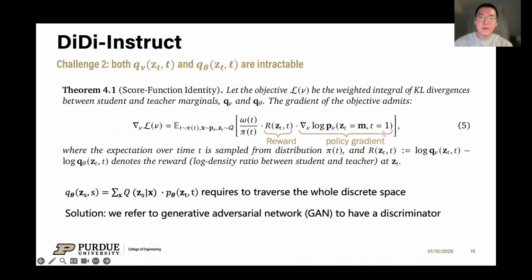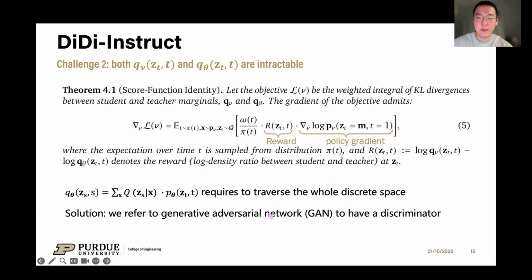Okay, so this is how we address the first challenge, and the second challenge is that the objective here is not tractable. Just like I mentioned before, it is because the log density ratio, this q_v over q_theta, is not tractable. It is the sum of the product of this. You first have the neural network to output the sample, and then you have the forward process to corrupt it to some intermediate state q at time s. And this requires going through the whole discrete space to get all the x. So this is not trainable.